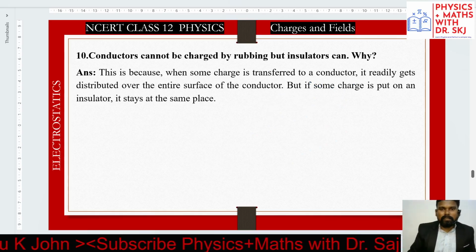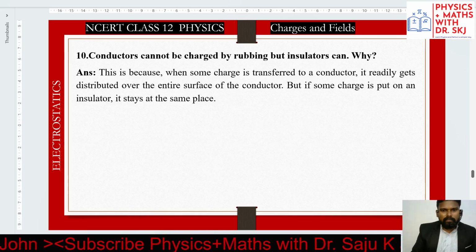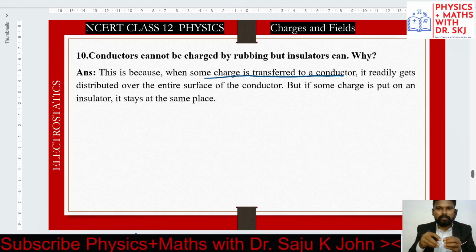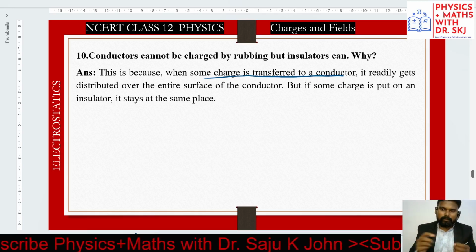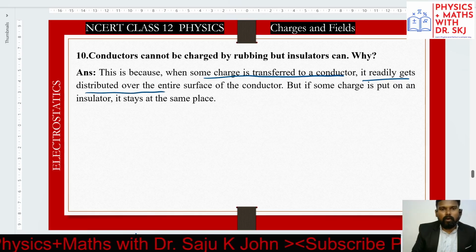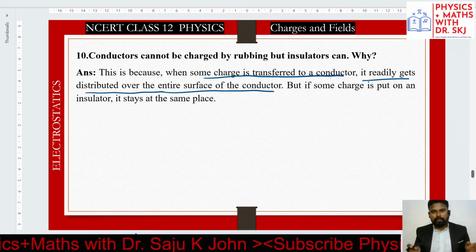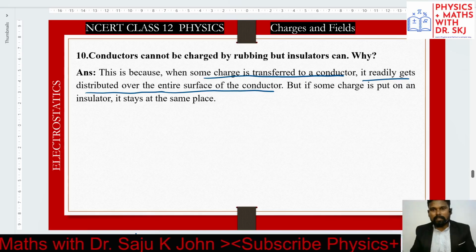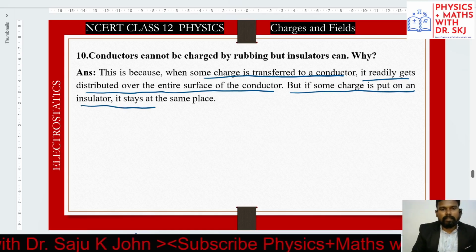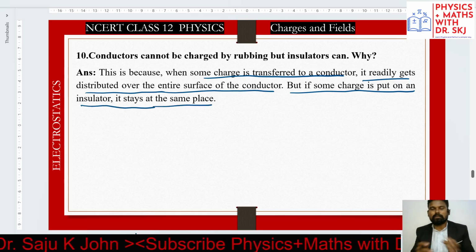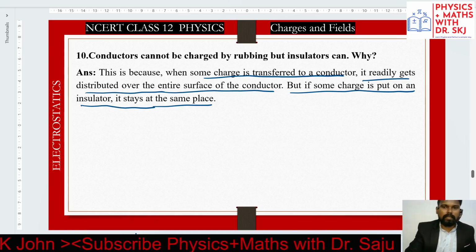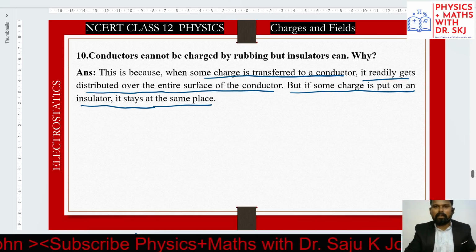The conductors cannot be charged by rubbing because when some charge is transferred to the conductor while rubbing, it readily gets distributed over the entire surface of the conductor. But in the case of insulators, if some charge is put on an insulator, it stays at the same place. That is the difference between conductors and insulators, and that is why conductors cannot be charged by rubbing. For conductors, we have other methods.